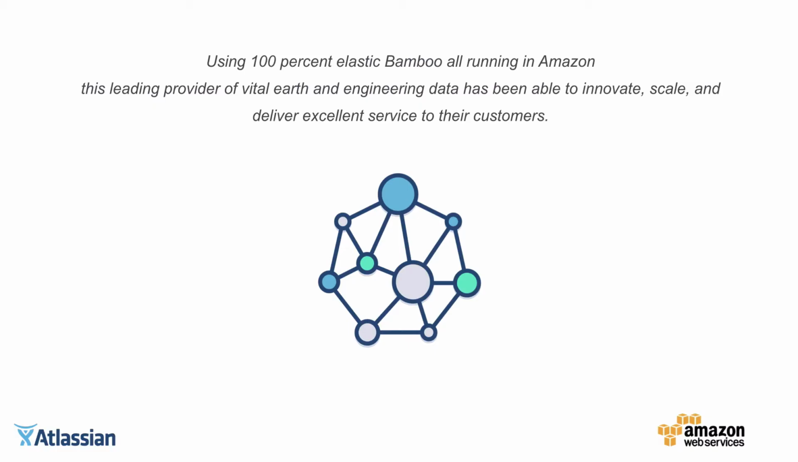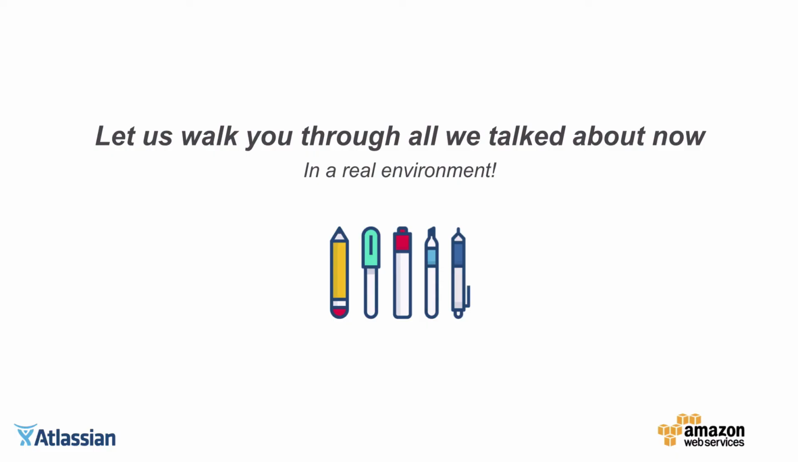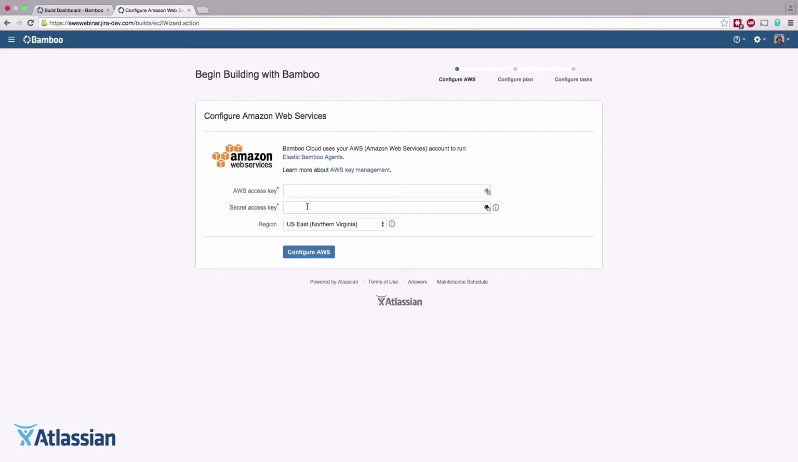So integrating Bamboo with Amazon services, this big company has been able to stay innovative, scale, and keep the quality of their products. And if they were able to do it, you can set up a similar pipeline and get all the benefits too. Now, let's look at a demo and learn how these all work in a real environment.